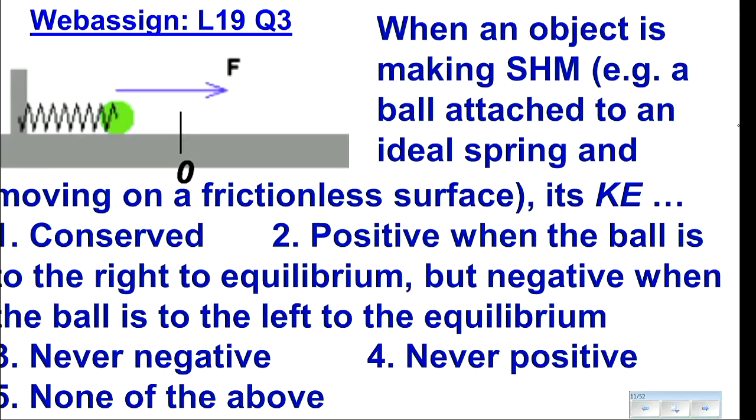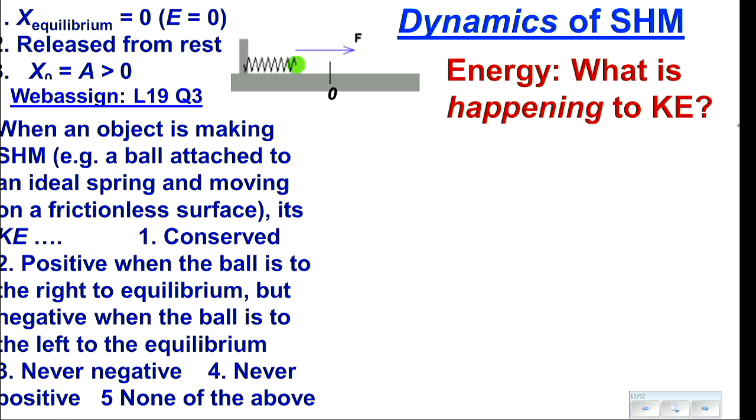We are looking at an object making a simple harmonic motion. It travels back and forth, back and forth. So kinetic energy, KE. Well, at this point, we need to write an equation. What is an equation for kinetic energy?